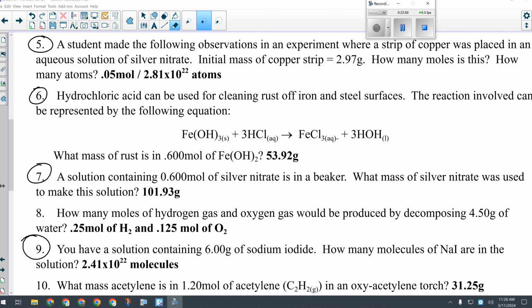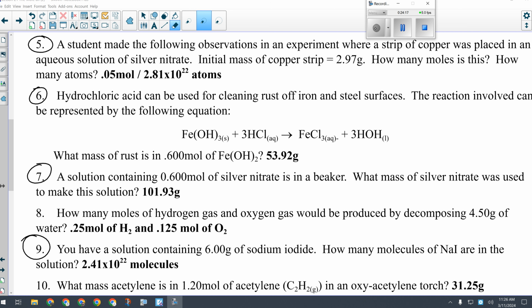In number 6, they're talking about this reaction that you use to clean iron off of rusty steel surfaces. The reaction is this whole equation. This whole equation, totally pointless. Just there to throw you off. Okay, what's the mass of rust? So this is rust, FeOH3. So what is the mass of rust in 0.6 moles of iron hydroxide, iron 2 hydroxide?